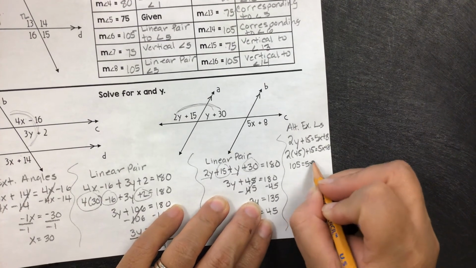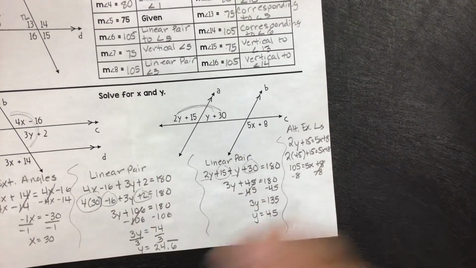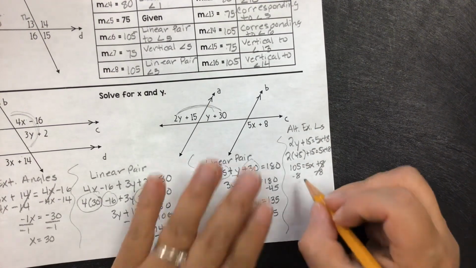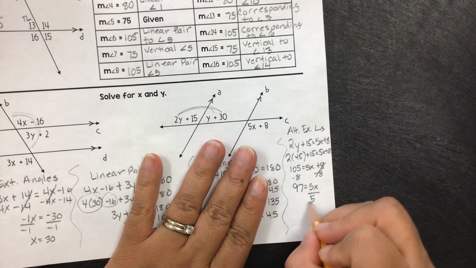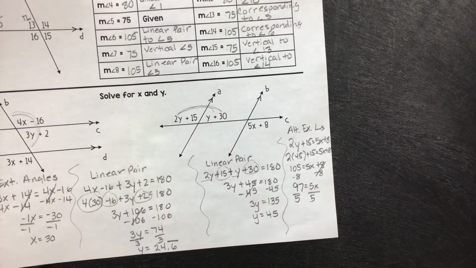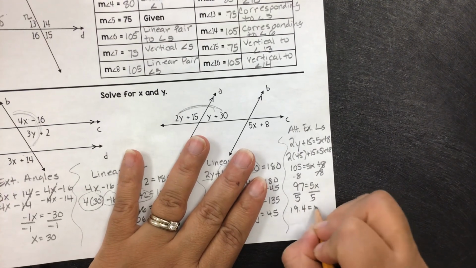105 is equal to 5x plus 8. So I subtract 8 to both sides. 97 is equal to 5x. And then we divide by 5 to both sides. 19.4 is the value of x.